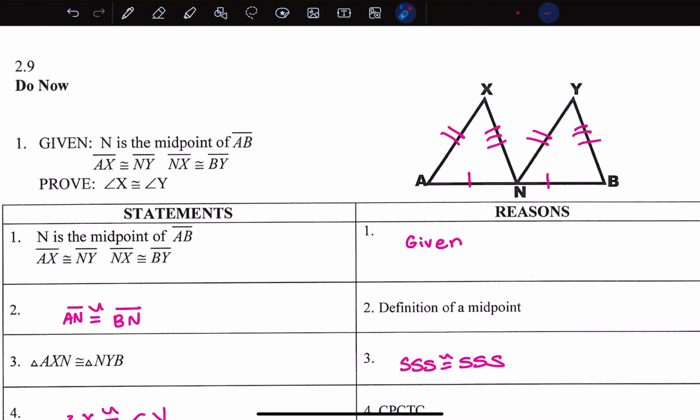So on page 55, we have two Junia questions. The first one says that given N is the midpoint of AB, so right away I start to mark. I have two congruent segments by the definition of a midpoint. It also then gives me that AX is congruent to NY, so I mark those as well. And then NX is congruent to BY.